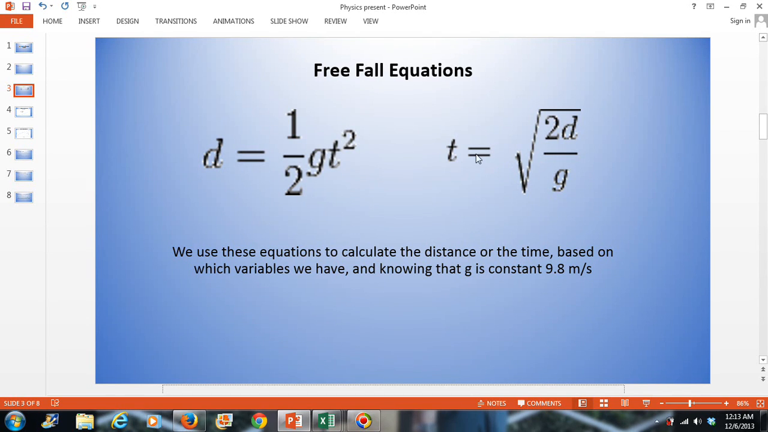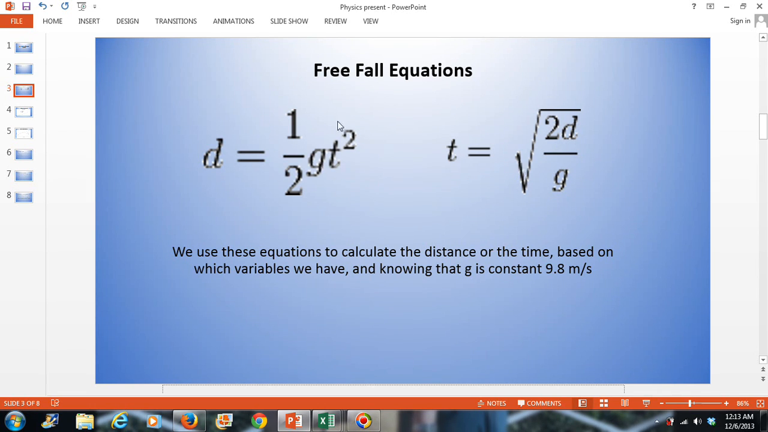And the second one comes from the first one, and so we can find the time by doing the square root of 2 times the distance divided by the acceleration due to gravity. So if we know the distance, we can easily find the time.